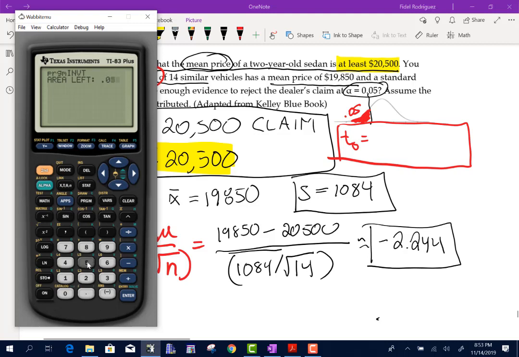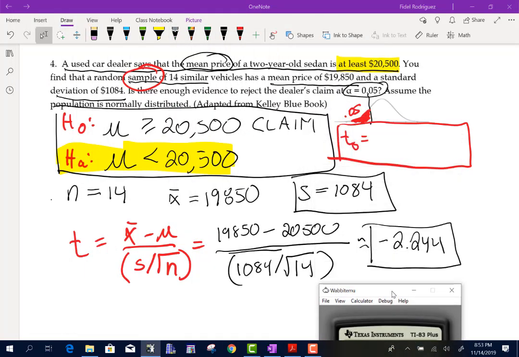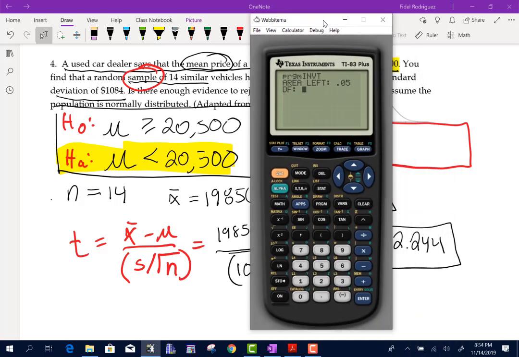0.05, right? Okay. Enter. What was our degrees of freedom? Does anybody remember? What was my n number in this case? N was 14, so my degrees of freedom has to be n minus 1, which would be 13. Okay, we're going to hit enter. We're going to let it do what it's got to do. Okay, if I go to 3 decimal places, guys, -1.771.